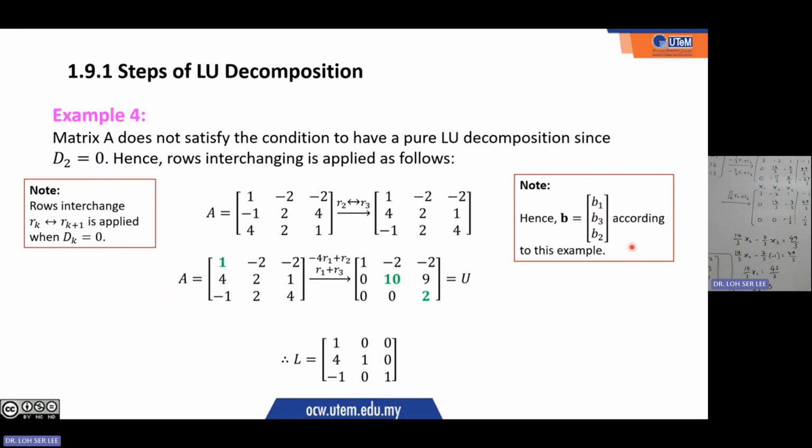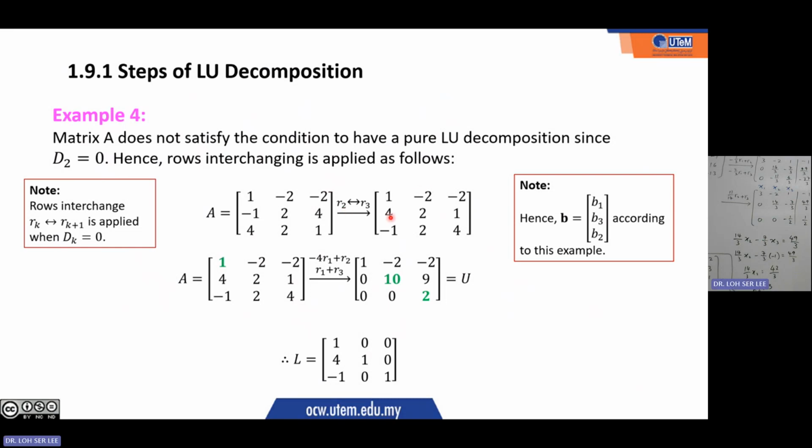What is your B? Your B comes from the given linear system. Because to use this LU decomposition, you must be given a linear system. A linear system first, AX equals B. And we deal with the A, we decompose A into L and U. And later on, we need to use the B from the question.